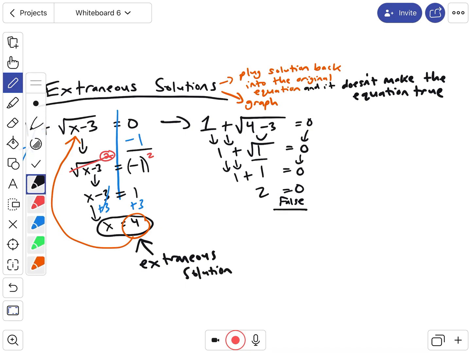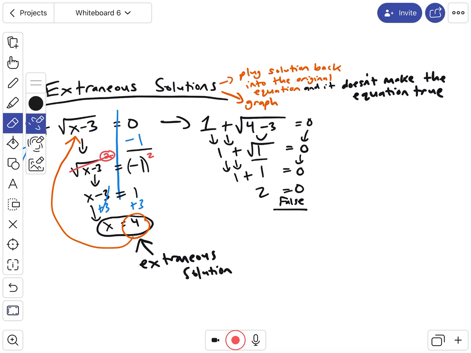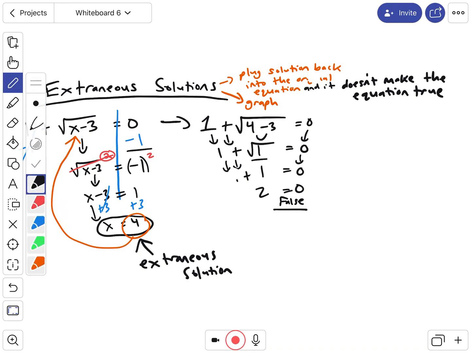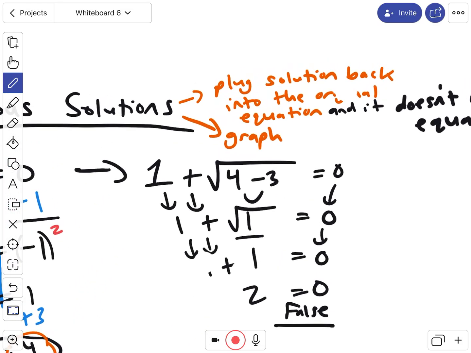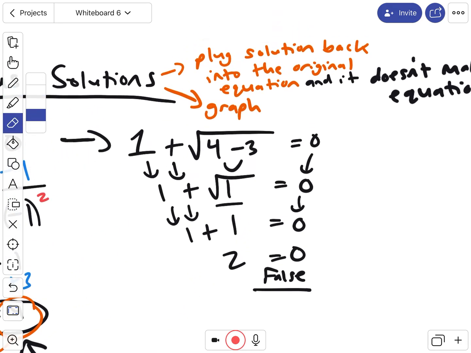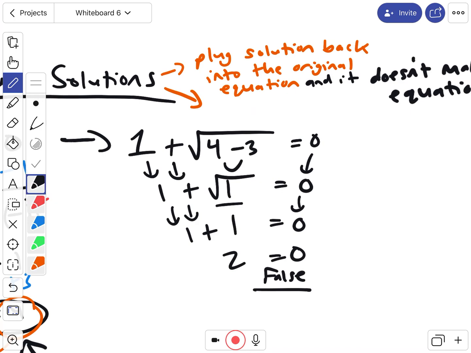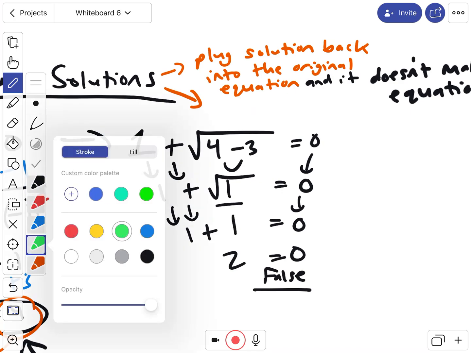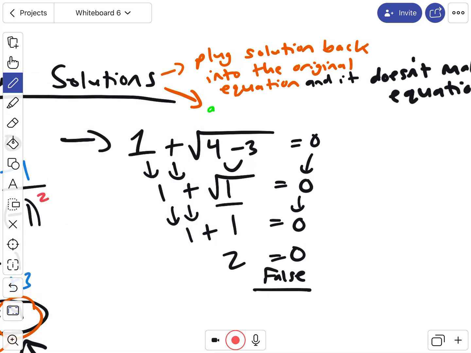So the second method is graphing. Let me just change the color. Okay, so when you're graphing equations, you will look for where they cross. So here's what I mean.